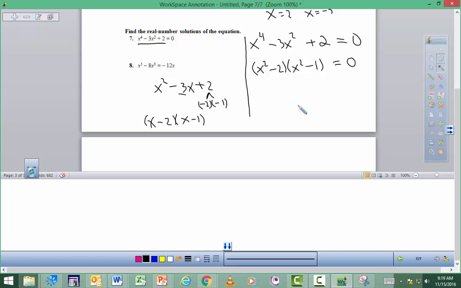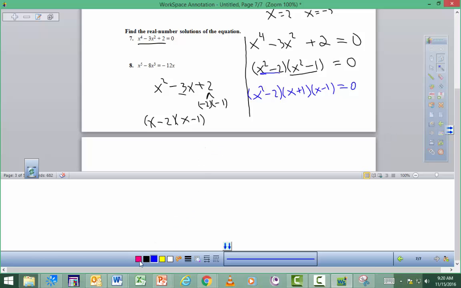Now the question is, is this completely factored? Well, this once again is a difference of two squares, so that one's not done factoring. This one's done because that's not a perfect square here. And so what we're going to have here is x squared minus 2, and then when we factor this one, we're going to have x plus 1 and then x minus 1 equal to 0. Now we can use the principle of zero products.